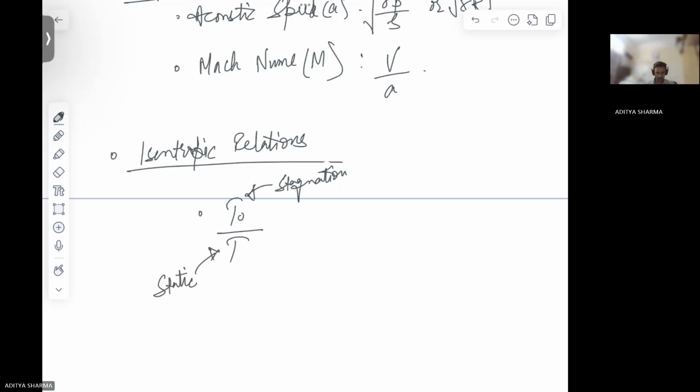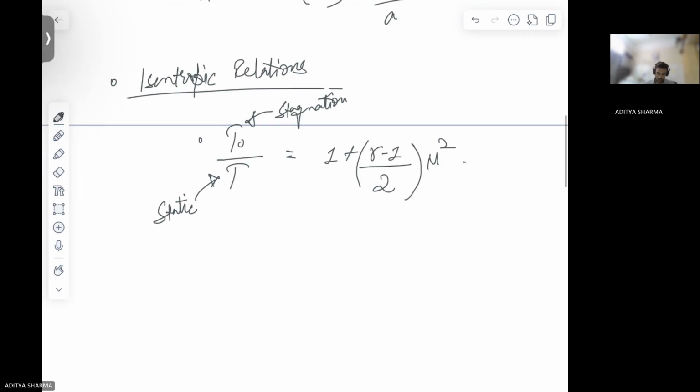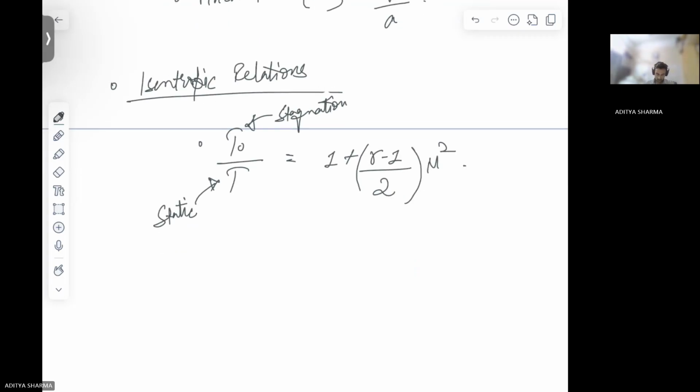Okay. And this is related to your specific heat ratio and your Mach in this manner. Right? 1 plus gamma minus 1 by 2 M square. Right?